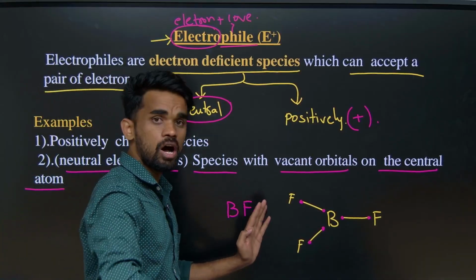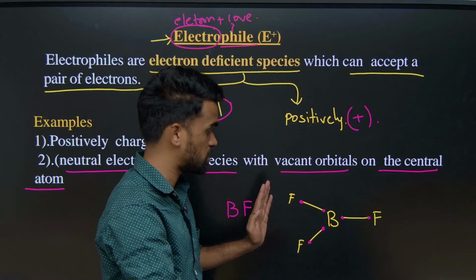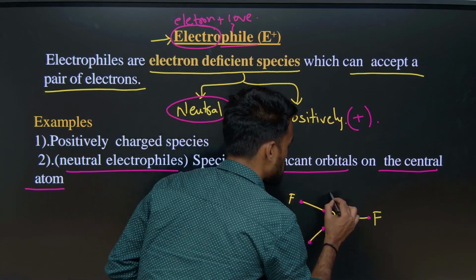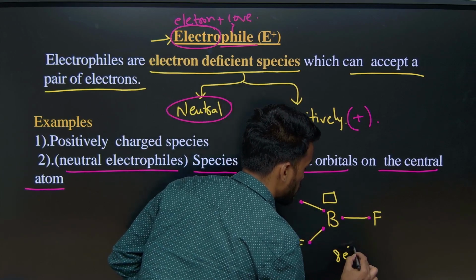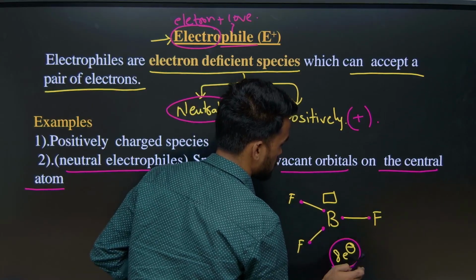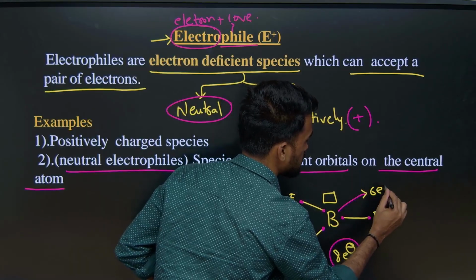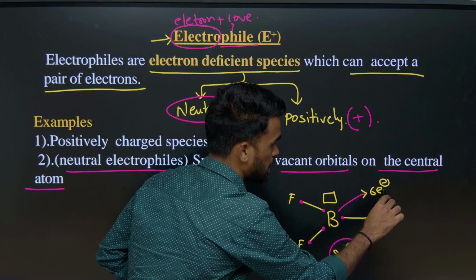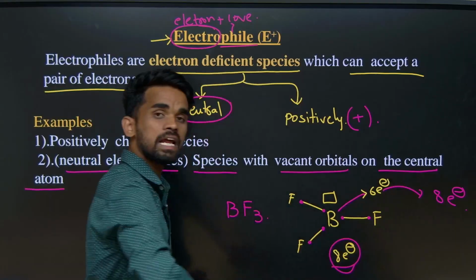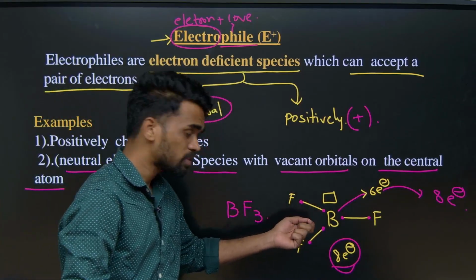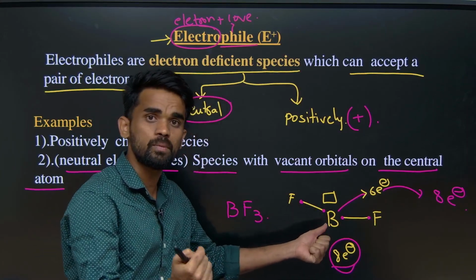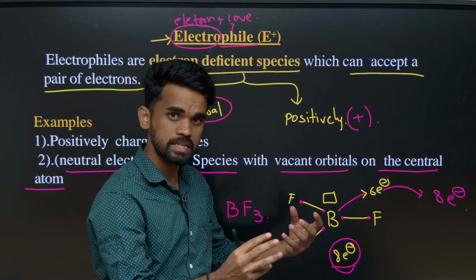But in order to gain octet configuration, or noble gas configuration, or stability, the molecule should contain 8 electrons. It has only 6. So to make 6 into 8, 2 more electrons are needed. It means if some compound is there to give the 2 electrons, this BF3 molecule will accept them. I hope this is also clear.